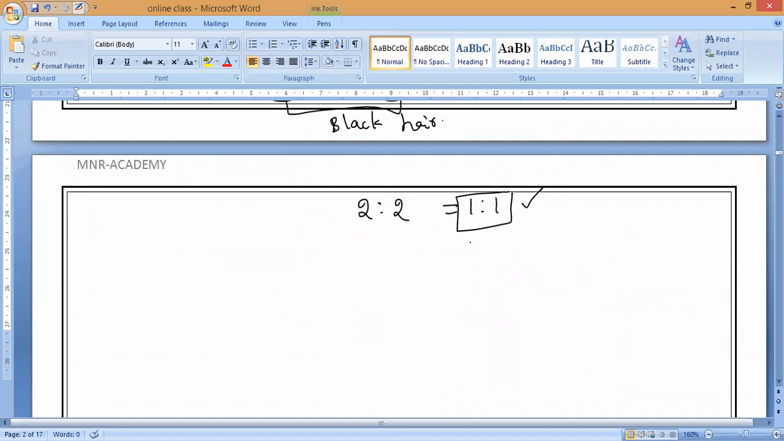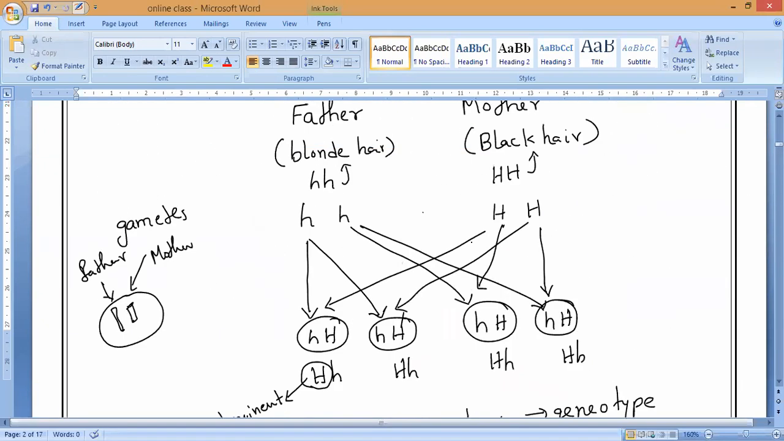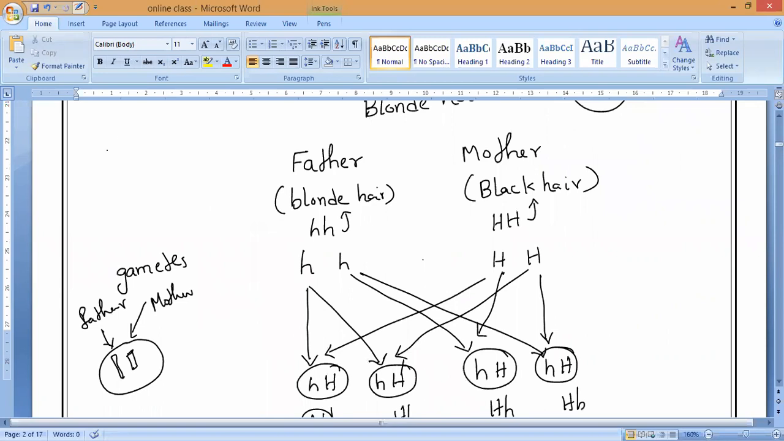I'm taking it just for example. So now our example, what I'm taking, guys, to explain the dominance of characteristics, how these genes will control the characteristics. The father has a genotype of both small h and small h, and the mother has a genotype of both capital H and capital H.